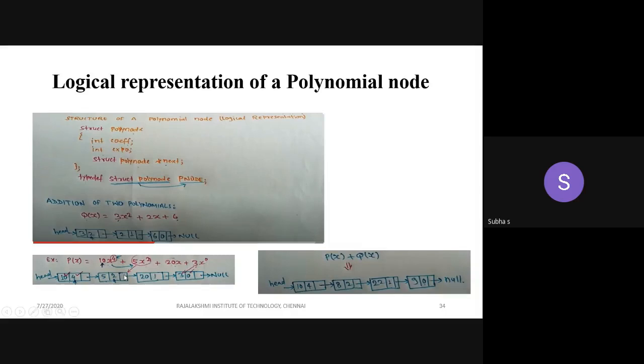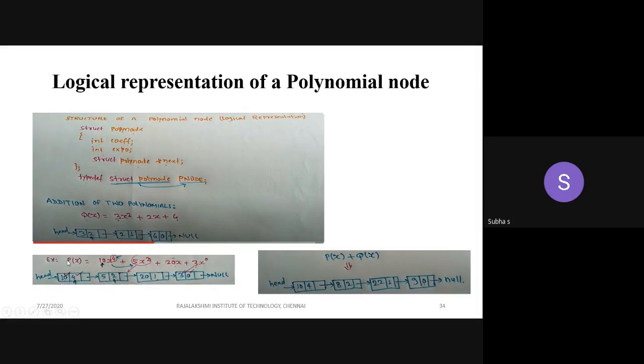Now we have finished a part only. Now what you have to do? You have to add this polynomial. Forget the equation now. Just concentrate on the linked list only. Linked list representation. So this is your first polynomial. This is your second polynomial.